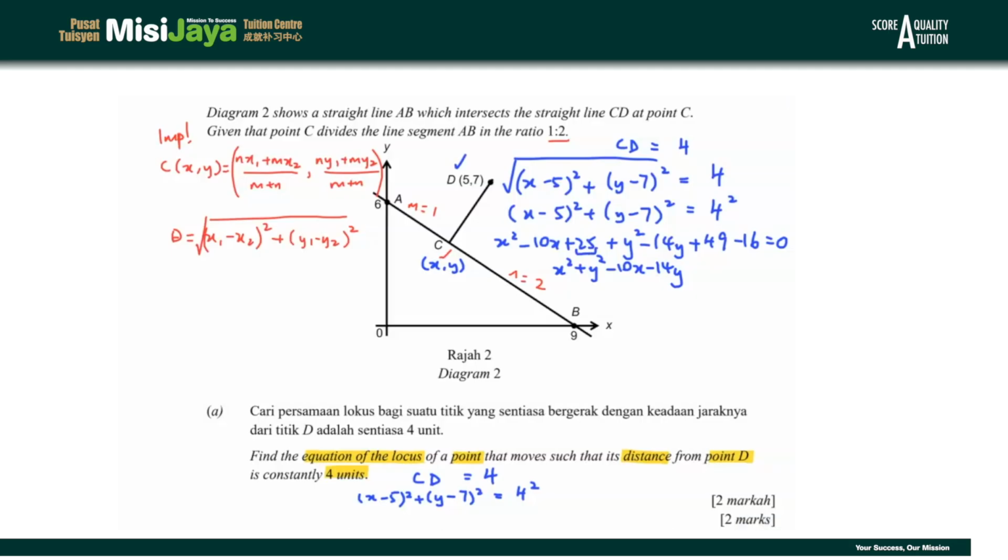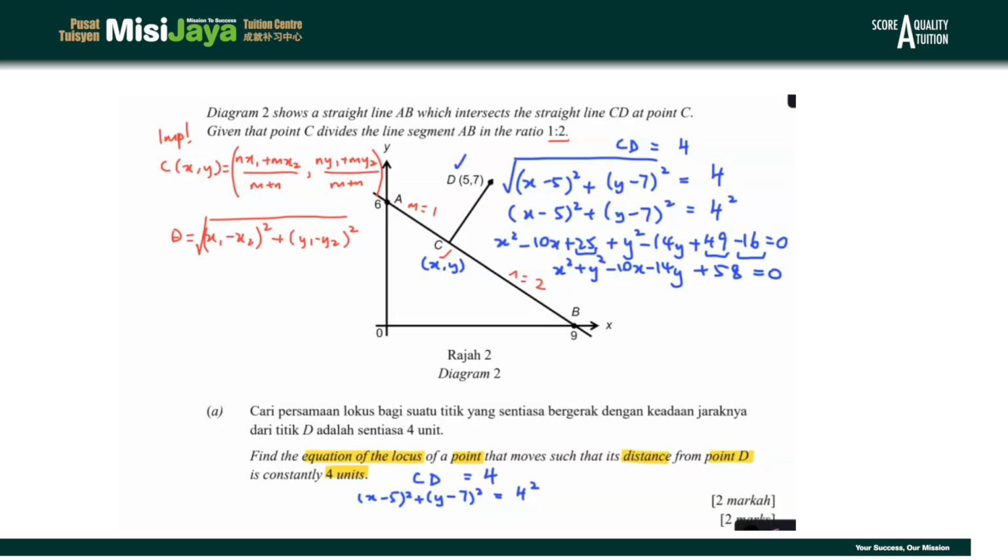25 plus 49, then minus 16. Let's calculate: 25 plus 49 minus 16, so we get 58. So positive 58 equals to 0. So this is our equation of locus.